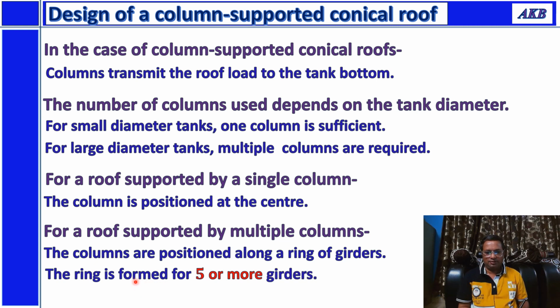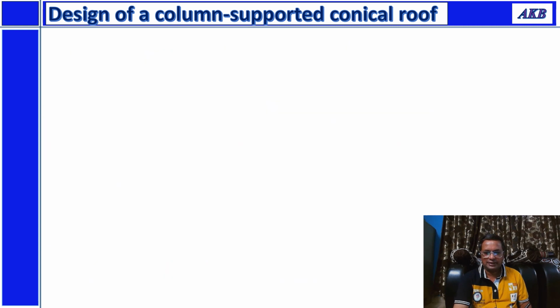So the columns are supported along a ring of girders, and this ring is formed from 5 or more girders. So one ring is formed from 5 or more girders. There will be a ring of girders and columns will be supported all along the ring of those girders. And a single ring is formed from 5 or more girders. When I show you the schematic diagram, you'll understand that.